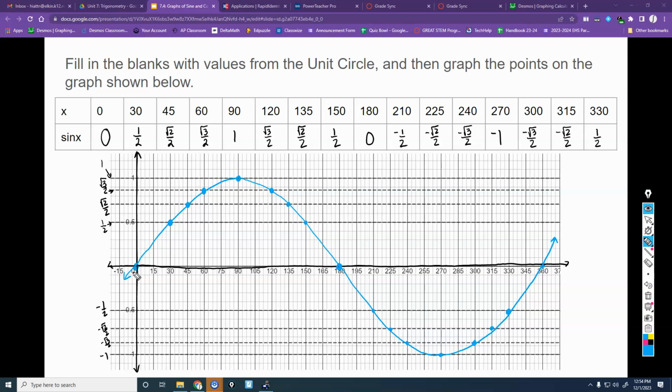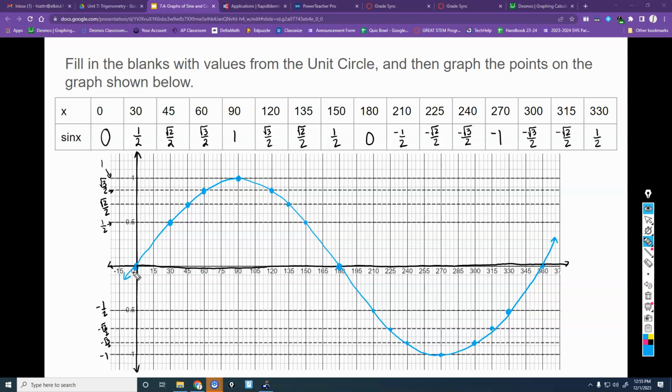Now, let's talk about this in the unit circle, because this is the main reason that we even worry about teaching the unit circle. The unit circle is helpful if you don't have a calculator, but that's not a good argument anymore, right? So, as I go around, I started right here at 0, and I went around to 360, right? What would happen if I kept going past 360?